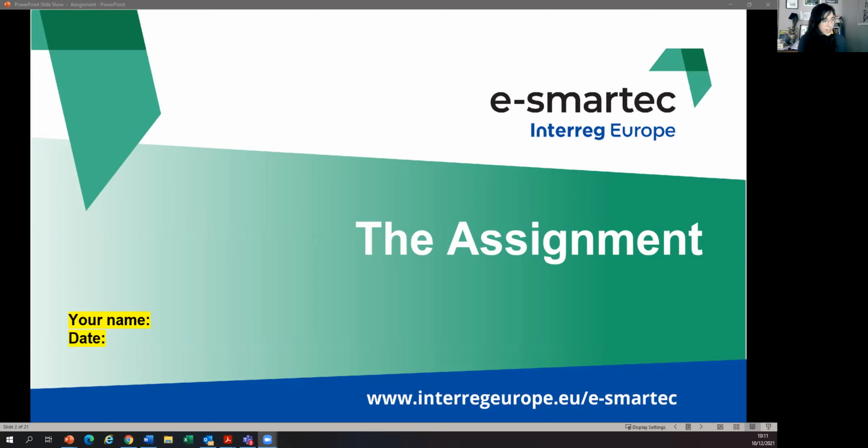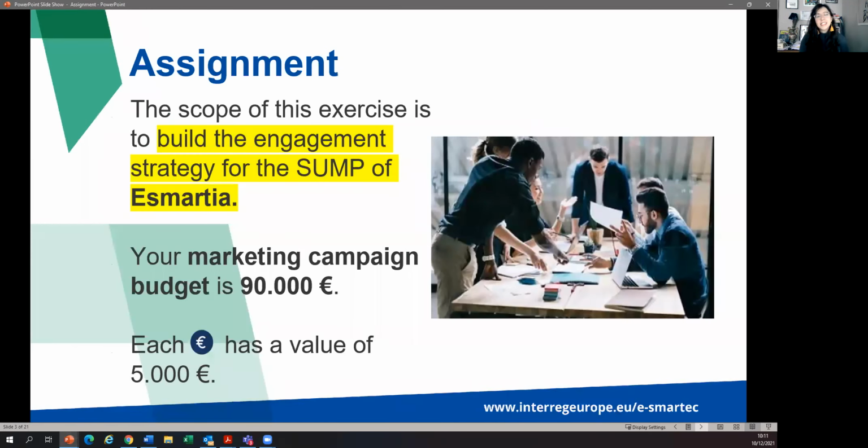So let's start with this PowerPoint that you're going to download. This is what it looks like. It's exactly the same document that we are going to use. Of course, the first thing you need to do is fill in your name and the date when you finalize it. But I know that you don't need me to tell you this. The first slides of the assignment are really just the wording of the exercise. As I've said already a couple of times, it's about building the engagement strategy for the SUMP of Smartia.